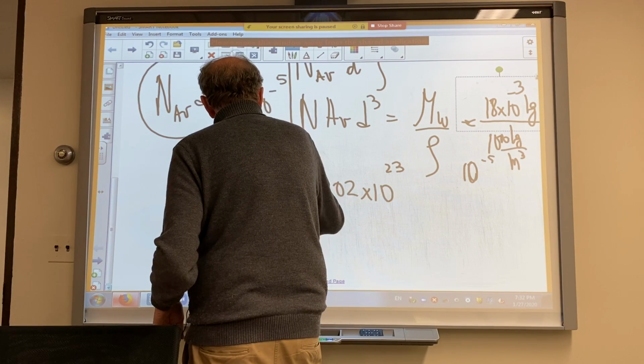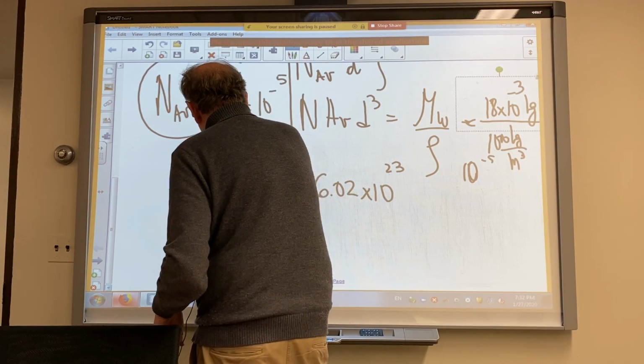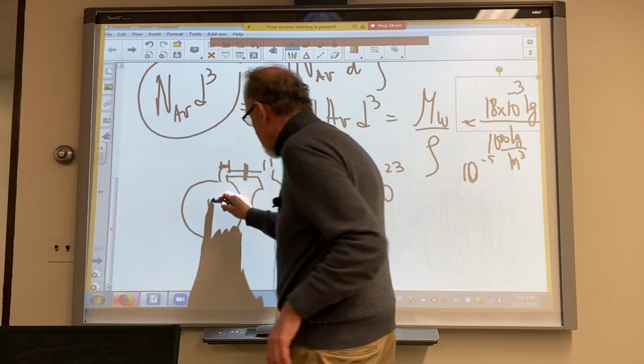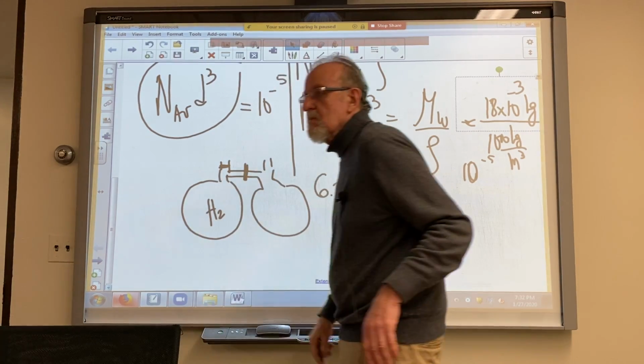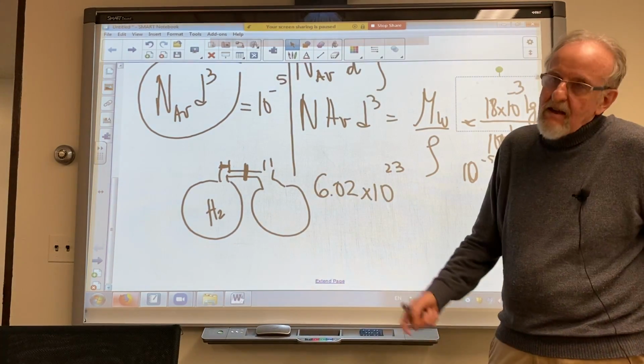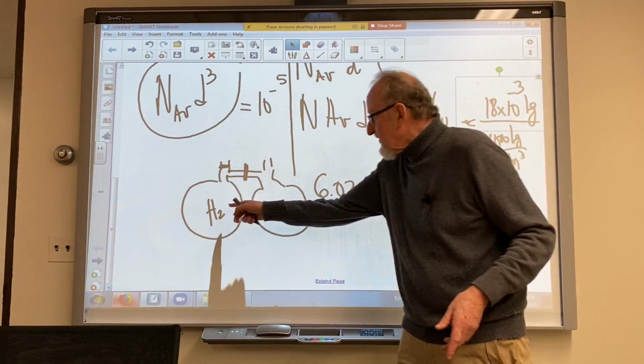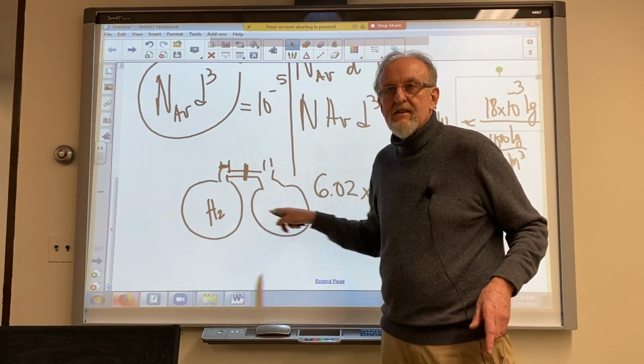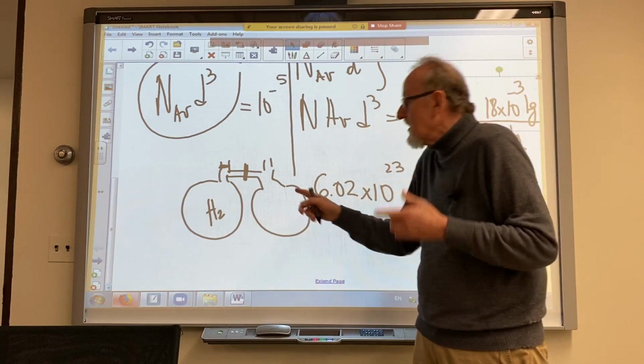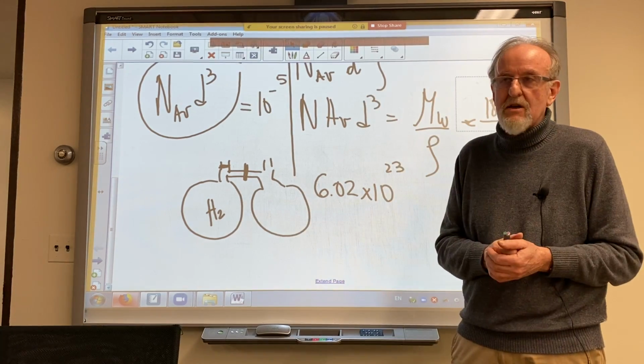This is vacuum and this is a gas, and you put the valve here. This is gas and this is vacuum. You open this, and after a very tiny fraction of time, there will be as many molecules here as here, and you can detect that by measuring the pressure.